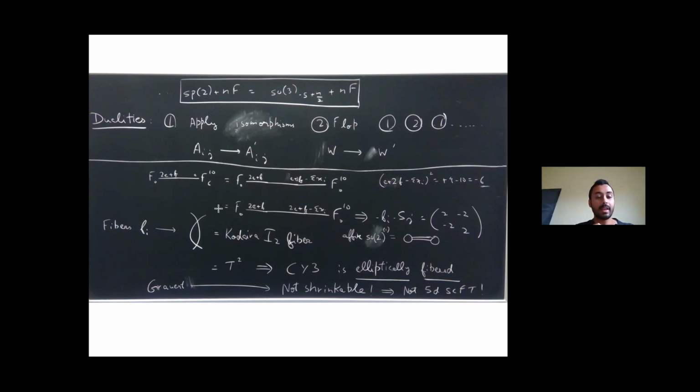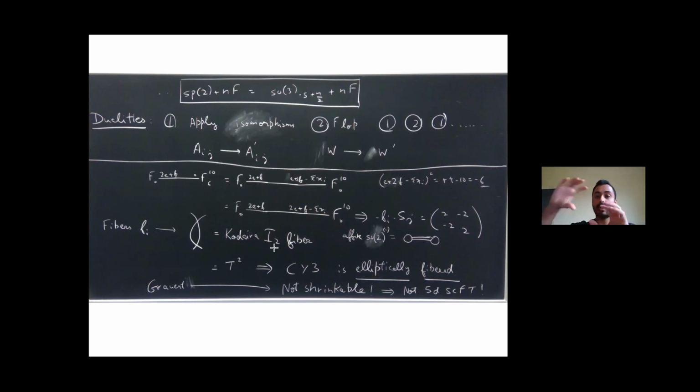Okay, so we can understand the loss of shrinkability more mathematically. To do that, let's look at the two fibers that we have. They intersect each other and form a diagram like this, where the two fibers are intersecting at 2 points. This is a familiar diagram for a Kodaira I2 fiber. So what this means is that your geometry has a T2 fibration, where at the location of the surfaces, the T2 fiber degenerates to an I2 Kodaira fiber.